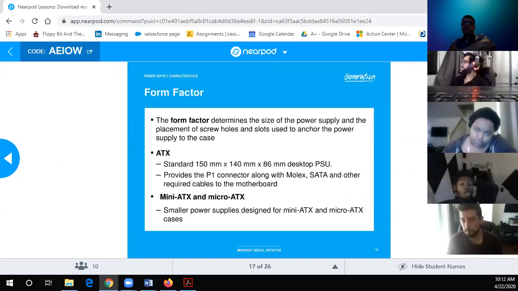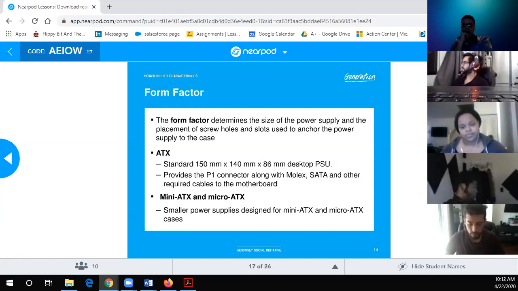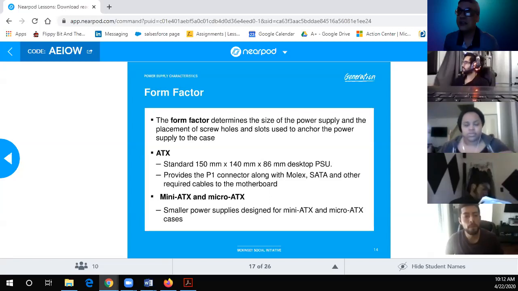Next slide, 17. Actually, oh yes, we still have time. Form factor. The form factor determines the size of the power supply and the placement of the screws and holes and slots used to anchor the actual power supply. We have to take this into note whenever we're buying these PSUs. We need to know if we need more power, is it going to fit? Standard ATX, those are the sizes, width, length, and height. Provides a P1 connector along with Molex, SATA, and other required cables.